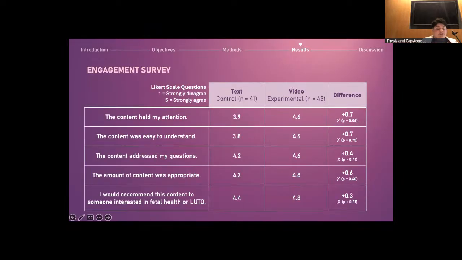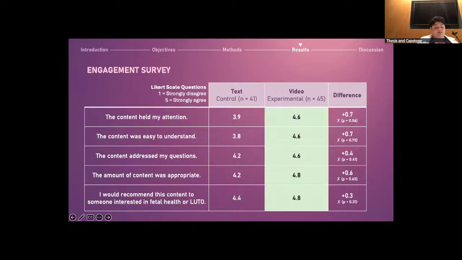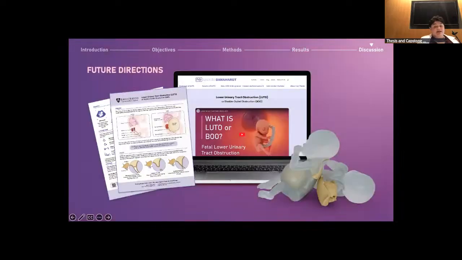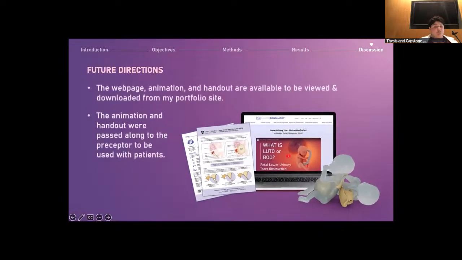I also performed an engagement survey using Likert scale questions. On a scale of 1, strongly disagree, to 5, strongly agree, the video group outperformed the text group in all aspects. However, the change in scores between the two groups was not statistically significant. And finally, when asked directly which resource they preferred, 75% of participants chose the video as their preferred method, while only 3 chose the text.